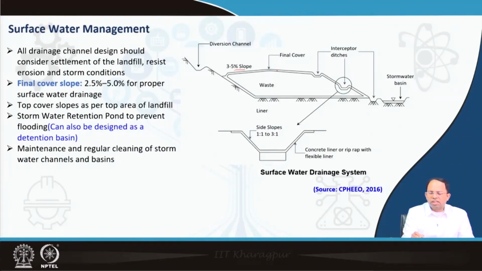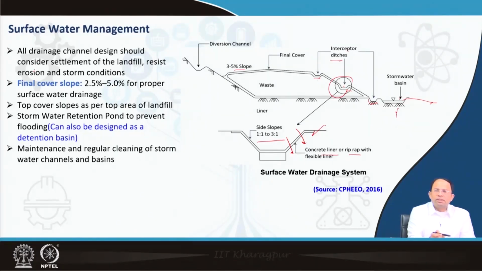This is how it looks. A 3 to 5% slope is given on the final cover. At certain distances, we have these intercepted ditches, which could also be along the benches, and there we collect the water. This is the design of this particular ditch, where the side slopes are given as 1:1, 2:1, 3:1, and there is a concrete liner or riprap so that it doesn't allow infiltration through the ditch. Eventually the water is collected over here, and then there is a stormwater basin where we can retain some amount of it, or detain it for some time before we allow it to pass out.